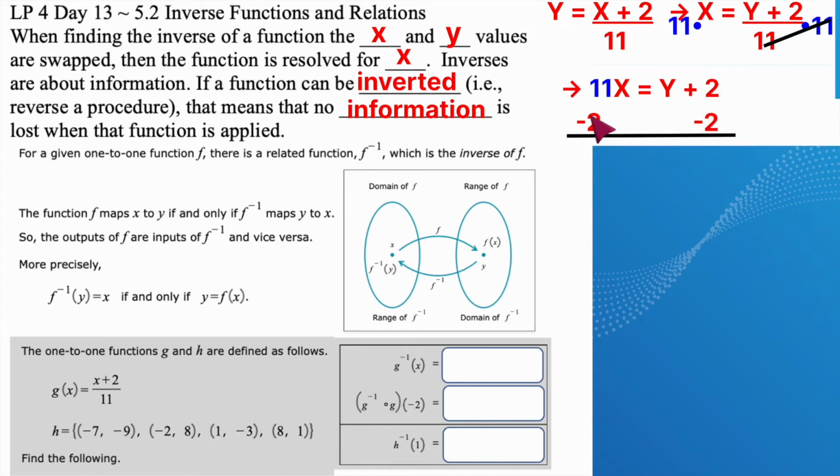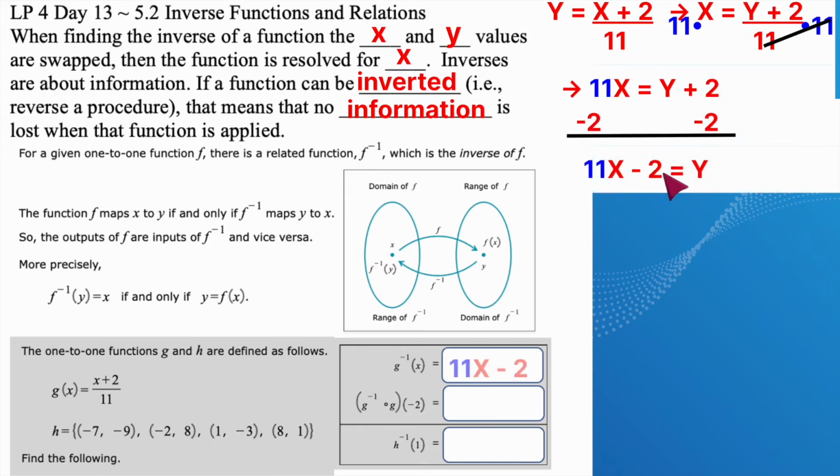I'm going to subtract 2 from both sides. So I have 11x minus 2 equals y. So the inverse of our original function g is 11x minus 2. So that's how we go through and find the inverse.